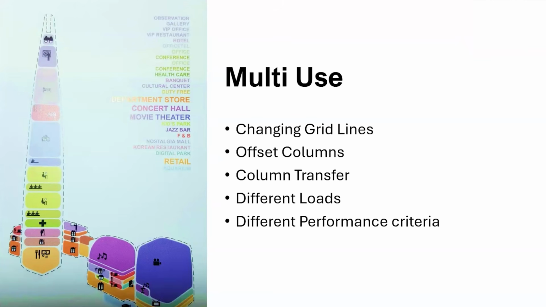So column layouts, columns cannot go through the movie theater and so on and so forth. So engineers have this challenge of always managing these changes of layout, change of loading, change of criteria, and then the possibility that in future they must change to something else. They design something else, it doesn't work, tomorrow they change to something else. So that has to be incorporated into the design, the use change. So that's why another challenge is the changing grid lines, column offsets, column transfer loading, different load, different performance criteria. It becomes important for a multi-use tall building.